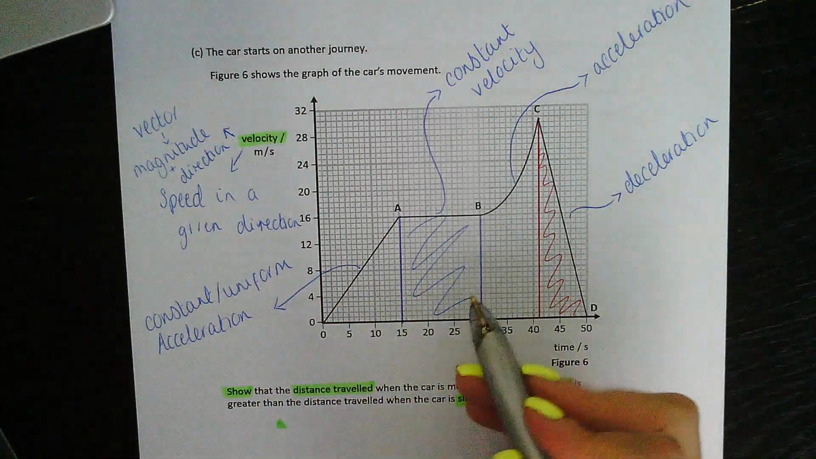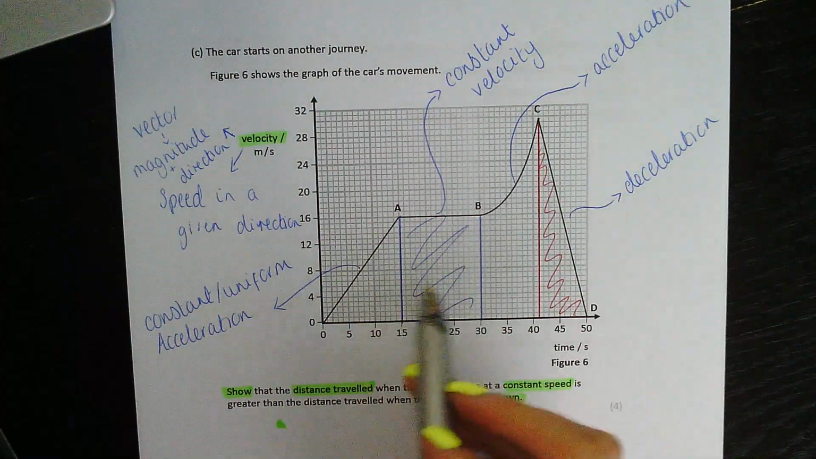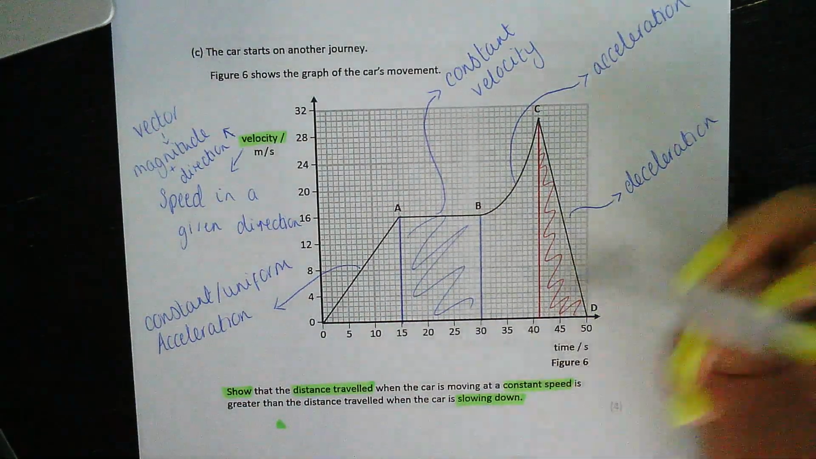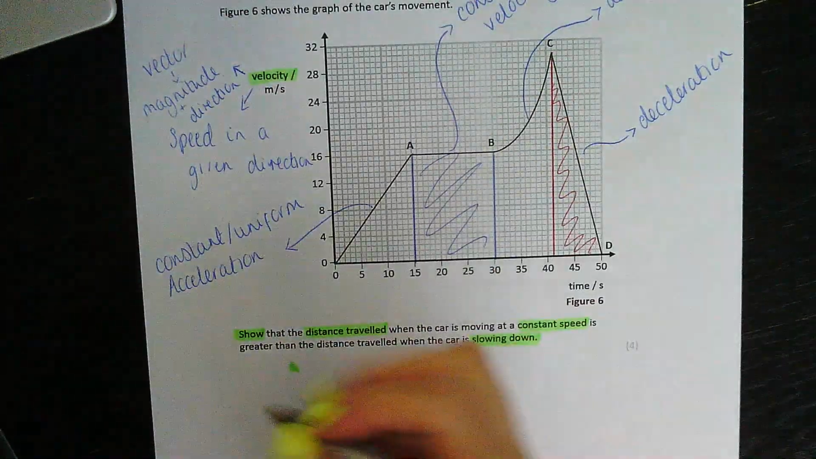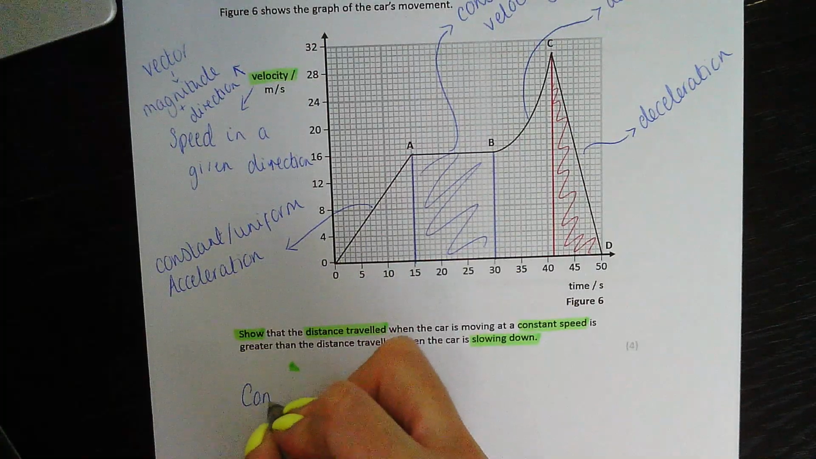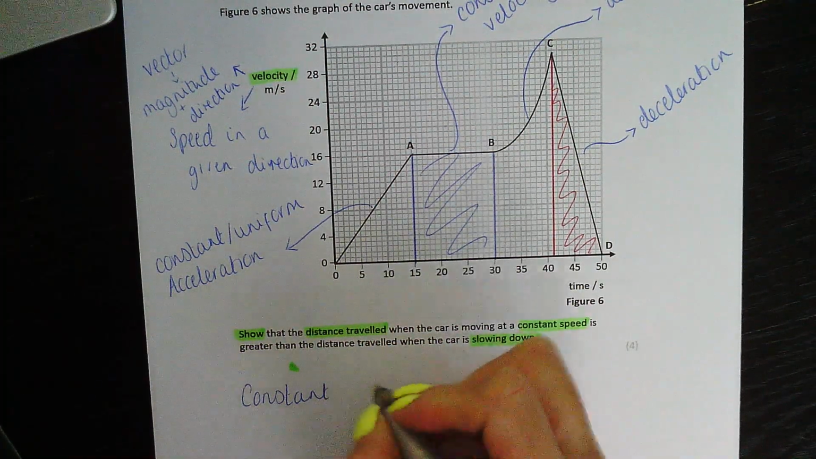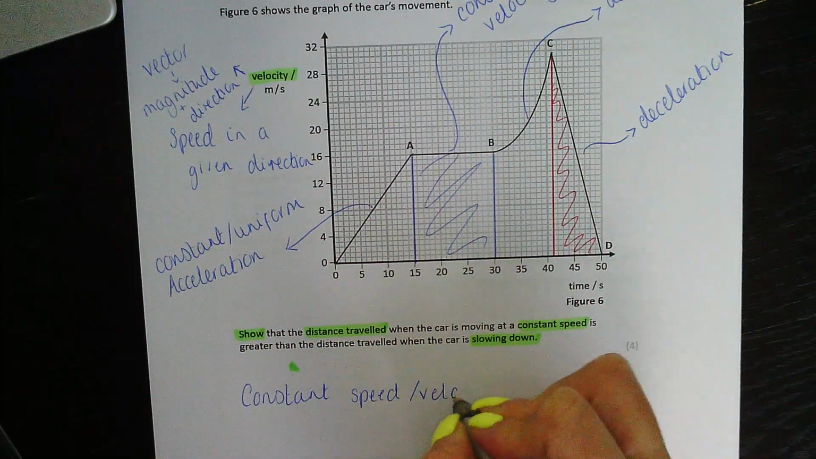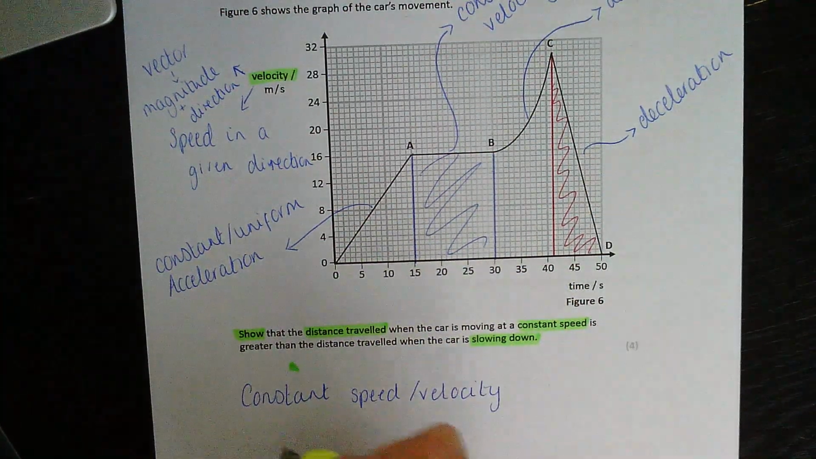So what I need to do now is work out the distance travelled here and the distance travelled here. So in order to work out the distance travelled, I need to work out the area under the graph. So let's do this bit here. This is the constant speed / velocity. I'll put both words so we don't get confused.